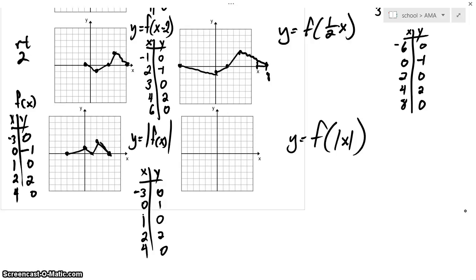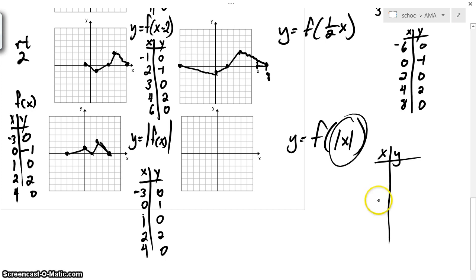Okay, one last problem, and let's take a look at f of the absolute value of x. Very different problem, because the absolute value now, I hope you can see quickly and easily, is applied to the x. Now, I want to point out to you something, that the absolute value of positive numbers remain positive. And the absolute value of 0 is 0. So when I take the absolute value of 1, I still get a 1. When I take the absolute value of 2, I get a 2, and so forth.